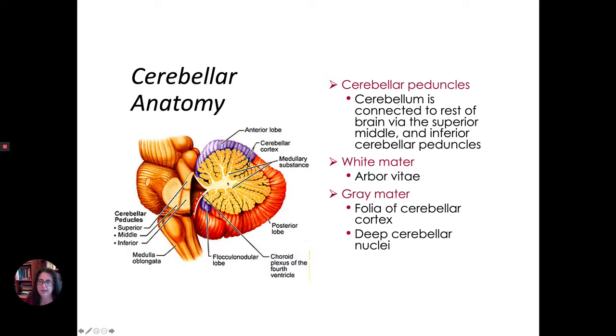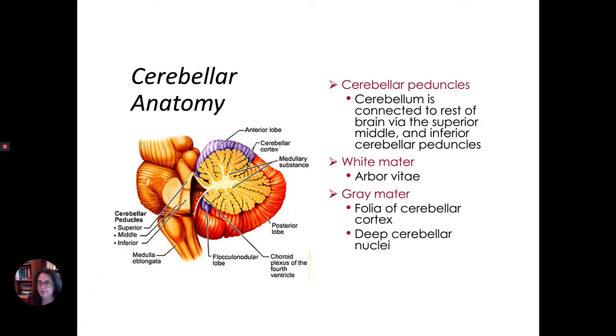You would see that it has white matter inside it, and the white matter looks like a tree, so they call that the arbor vitae. And then on the surface you have some gray matter, where I'm pointing, in the cortex of the cerebellum. So those are the folia of the cerebellar cortex. Not shown here, maybe they didn't quite get the section right, but there are some deep cerebellar nuclei as well that exist. Again, we can't see them right now.